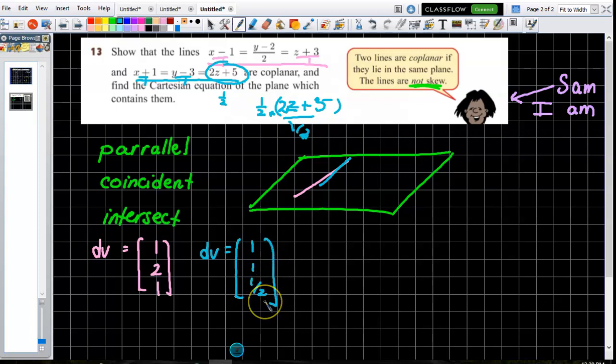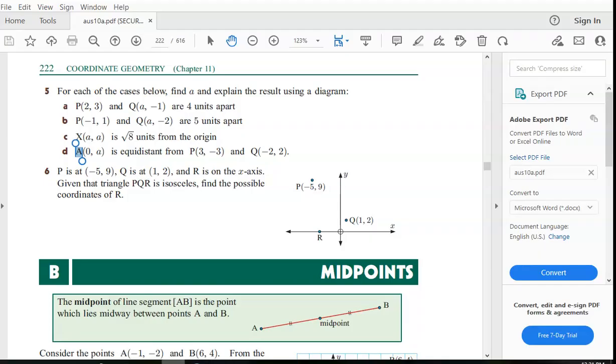And so we go, well, they're clearly not the same. Therefore, they're not parallel and they're not coincident. So we have to prove that they actually intersect to show that they are coplanar. Now, if they don't intersect, that would mean they're skew and therefore they're not coplanar. And then we're in strife. So that's when we go back to that other thing that we used to do. What was that exercise?